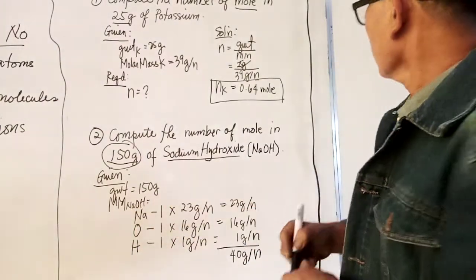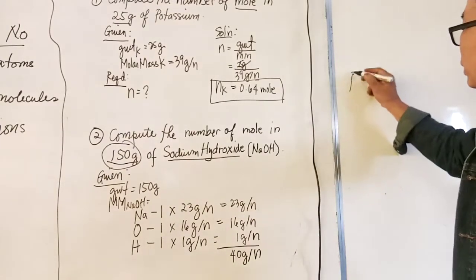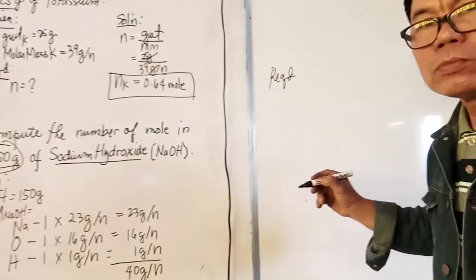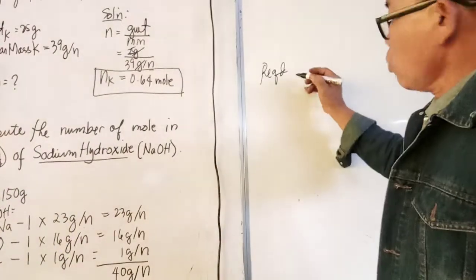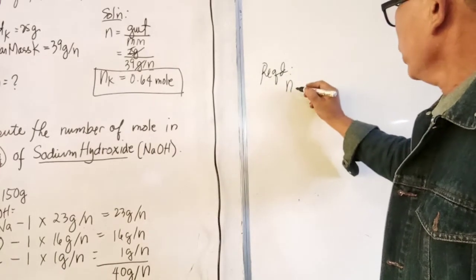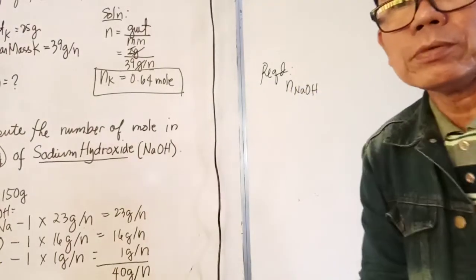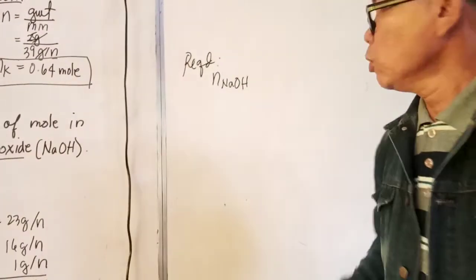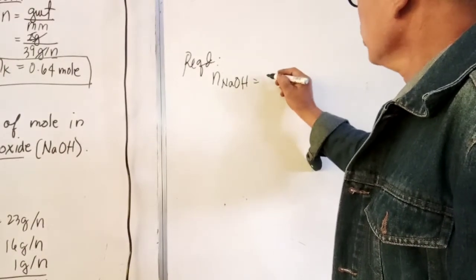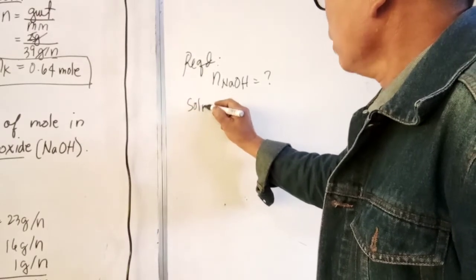The next thing that we are going to do is to find out what is required. What is required in the problem is the number of mole of NaOH. So, with this, we put this as a question mark. And then, let us now move on to the solution of the problem.